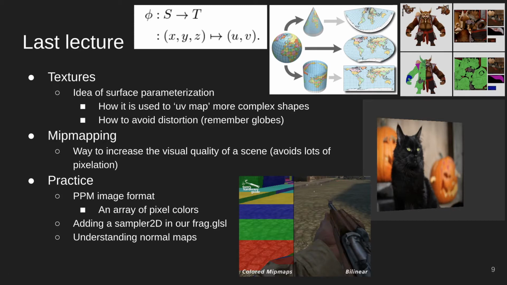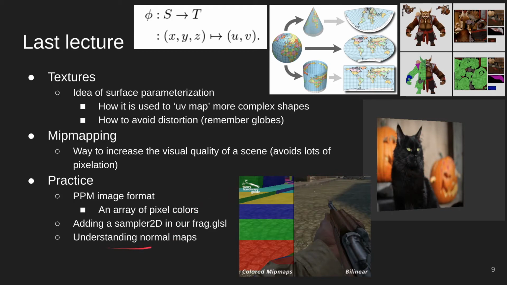And it avoids us from having a very grainy sort of looking texture. Okay. And then our practice was, we've used the ppm image format to look at different pixel colors. You were able to add a sampler 2D to your fragment shader and render this CAD image, or two of them rotating was one of the goals. 2 or 1 is fine.